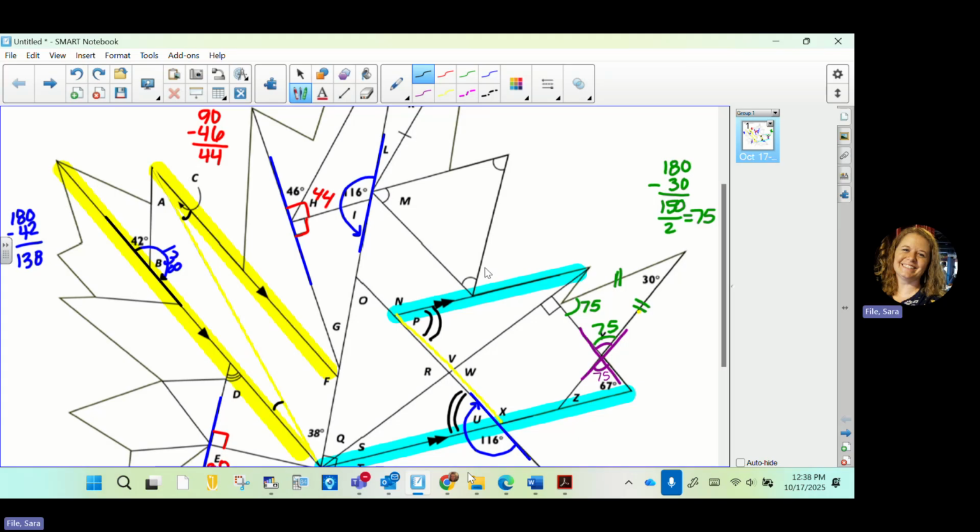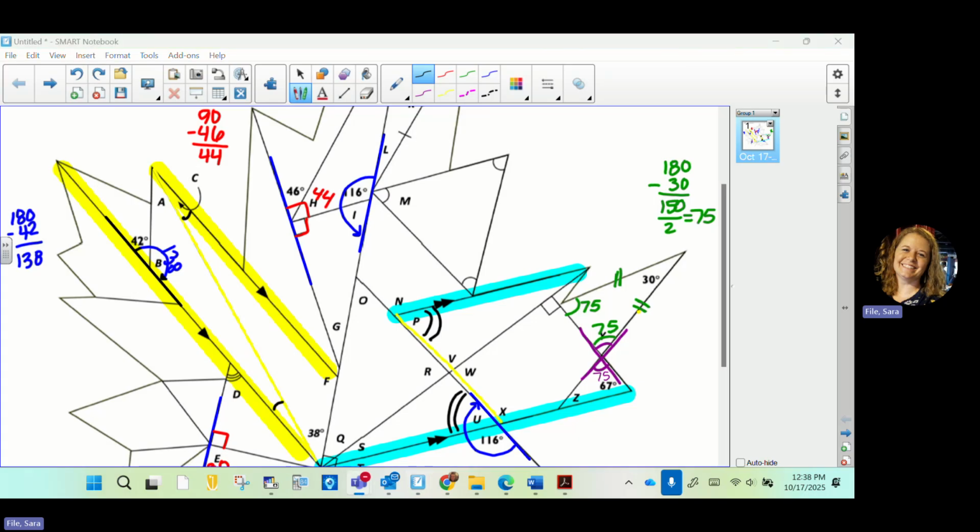And y'all can be talking to each other. You can be using your notes. Use Desmos as the calculator. You don't have to do all this in your head. Does this help some? Okay, so y'all keep working, trying to find as many of those angles as you can.